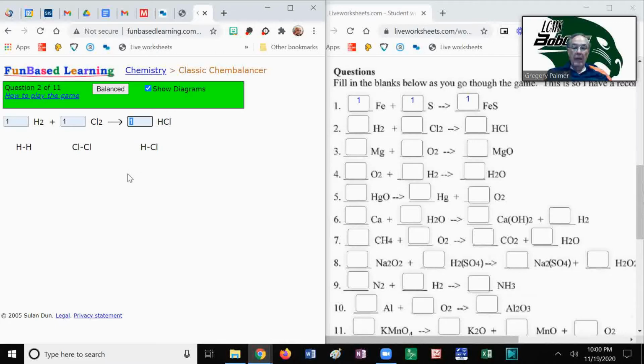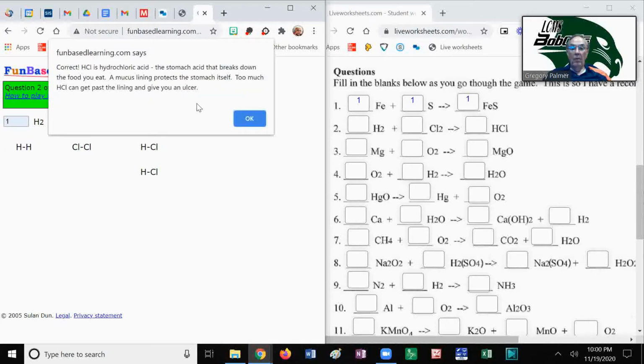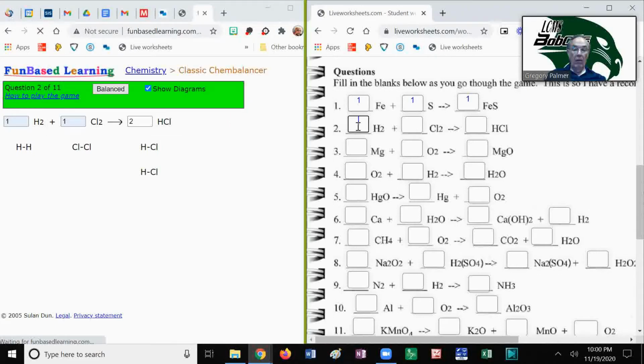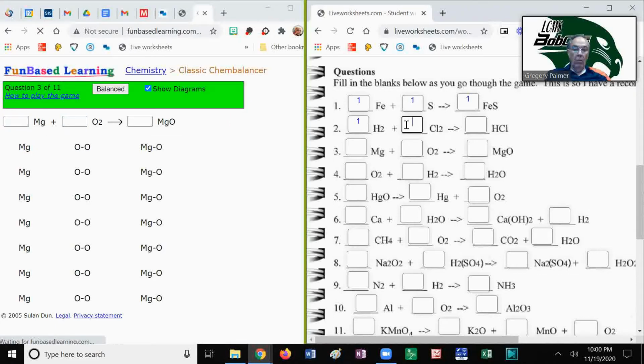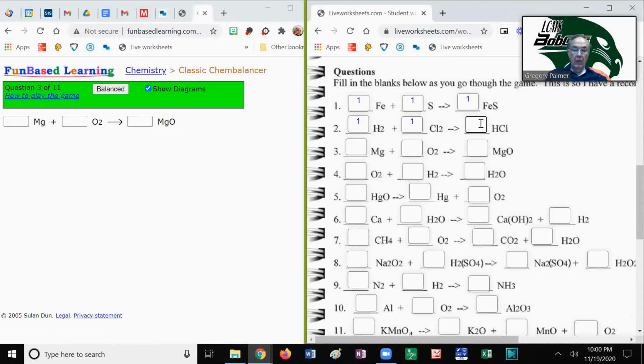So we need to bump this coefficient up. When we do that, we're making 2 of these compounds. Now in the product side, we have 2 hydrogens and 2 chlorines. On the reactant side, we have 2 of each as well. So that is balanced. So our coefficients are 1, 1, 2.